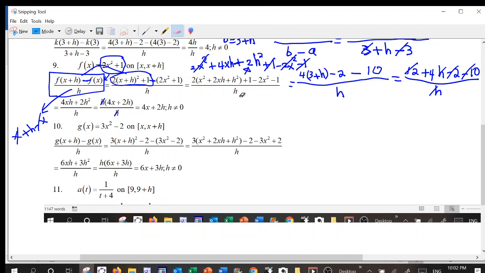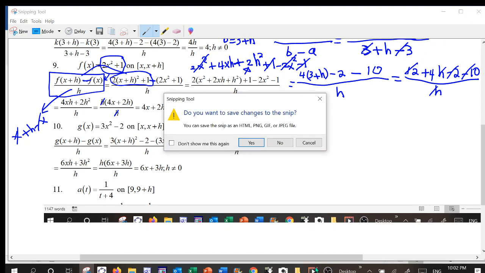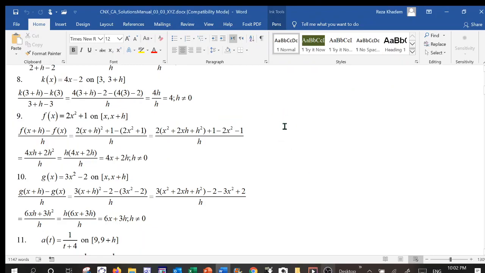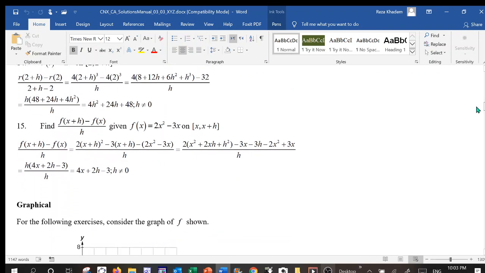Alright, so that's average rate of change. We cannot find exact rate of change at a given number in algebra, but we have a trick in calculus and we can do that. Alright, so let's go to number 16. So let's do number 16, see what's on 16.